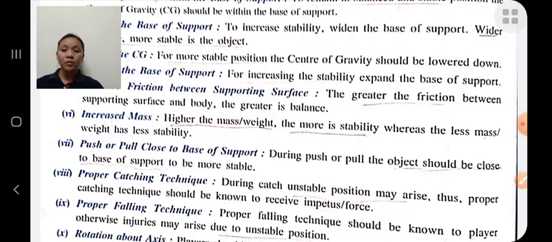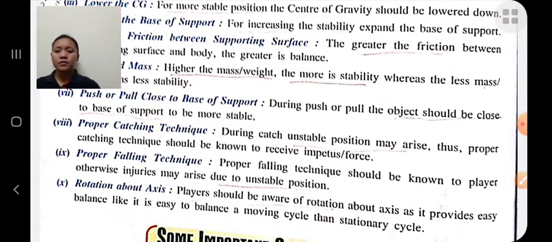For example, at the time of a long jump, at the time of falling, the player bends his knee to avoid injury. So the player should have proper knowledge of the falling technique. Rotation about the axis: if the players have knowledge about the axis, there will be more stability. For example, in riding a cycle, the player can easily balance if he has knowledge about the axis. These are some principles of stability and balance.